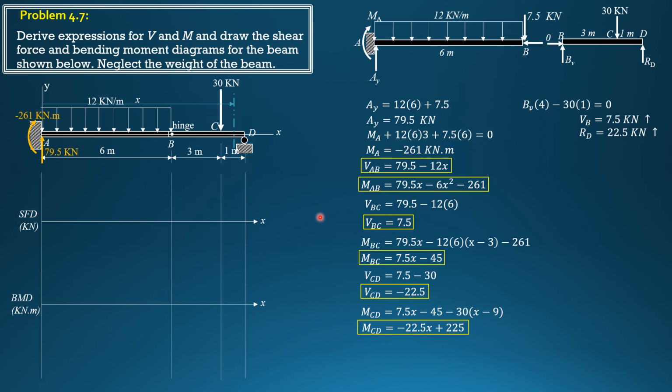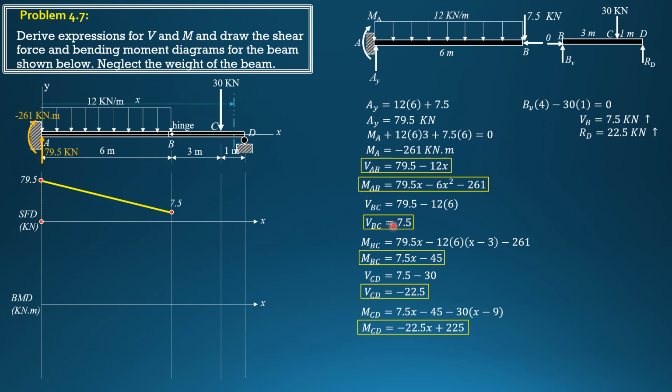First, for shear AB, when x is 0, then it is 79.5 as shown. Then when x is 6, 79.5 minus 12 times 6, the value is 7.5. Because this is a straight line with negative slope, all you have to do is connect these 2 points with a straight line. So that's the shear diagram for portion AB.